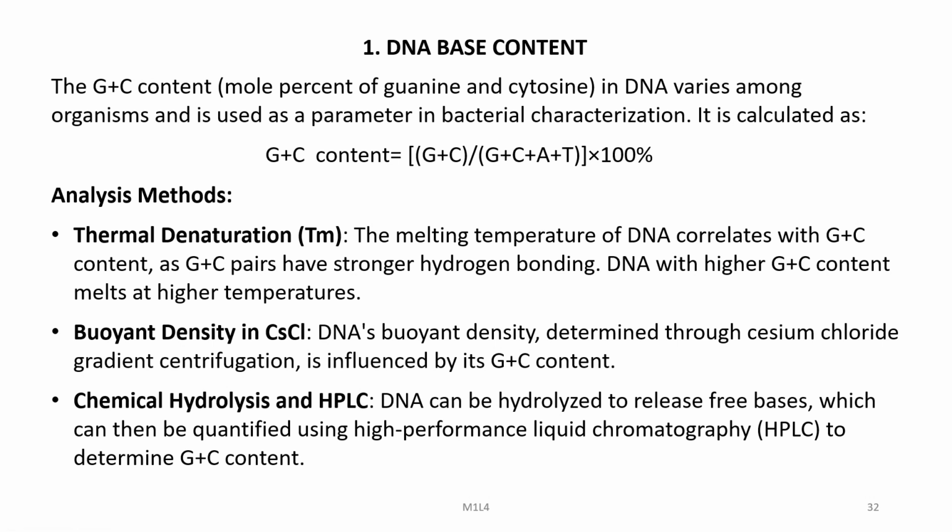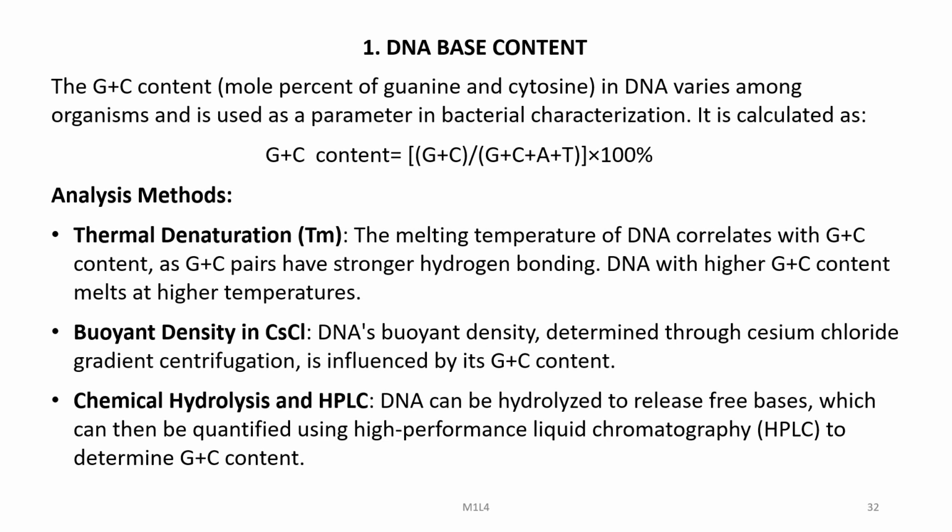Number one is the thermal denaturation. The melting temperature of DNA correlates directly with G plus C content. Because G plus C pairs have stronger hydrogen bonding, it is 3 hydrogen bonds compared to AT bonding, which is only 2. DNA with higher GC content will require more energy, and therefore it melts at a higher temperature.